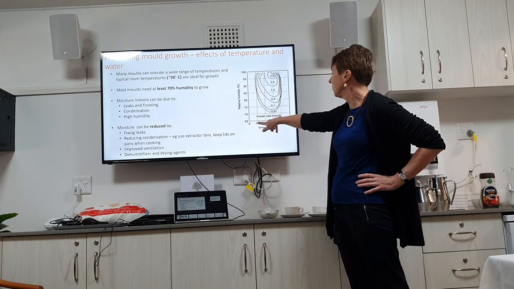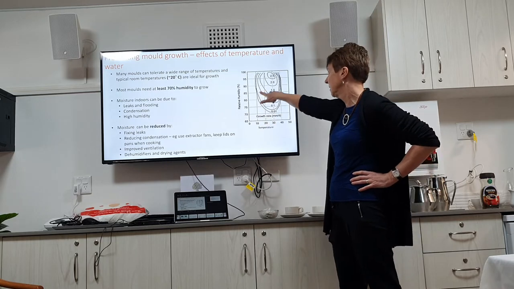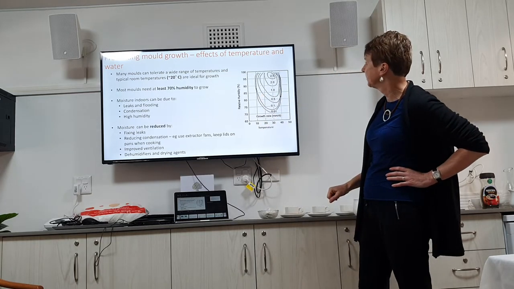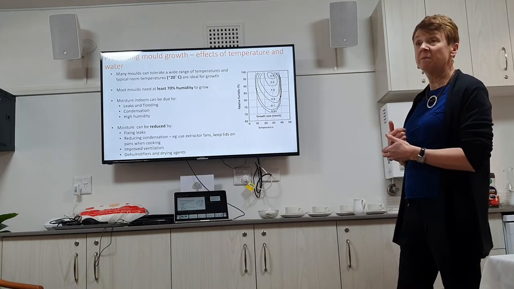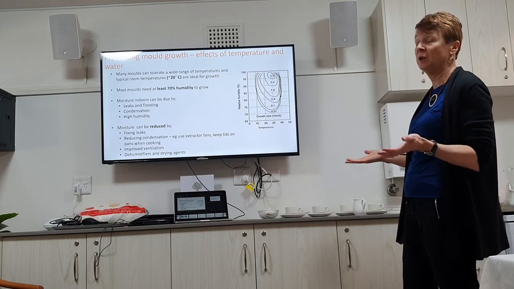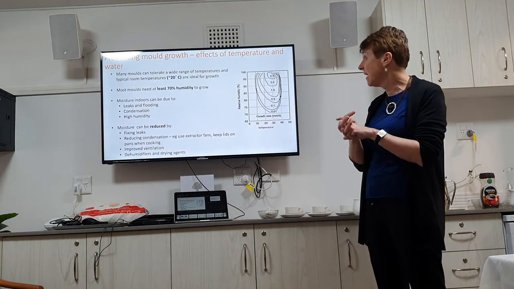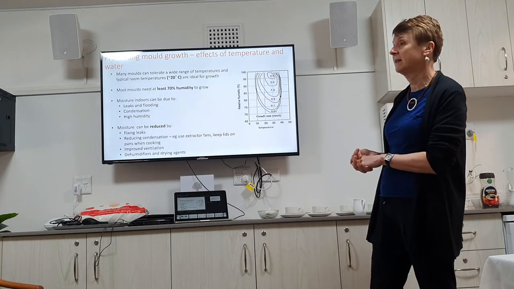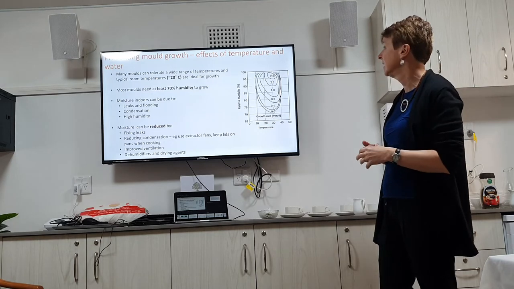But you can see the temperature range is really wide, so at the sort of temperatures that we'd like to live at, you can get a fair bit of mold. Molds need moisture, and of course moisture can be due to things like flooding and condensation, or just high humidity, and we've seen a lot of that with the floods and the rain up until recently.